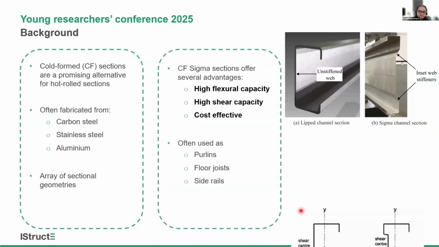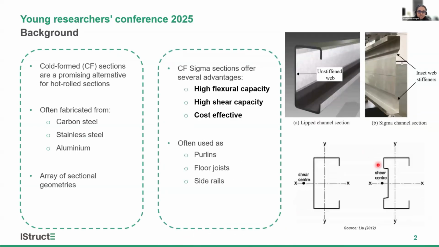And the cold form sigma sections are one such optimized sectional geometry, which is widely used in the construction industry. So based on this unique sectional geometry, these sections offer a number of advantages over the conventional lip channel sections, such as the high flexural capacity, high shear capacity, and cost effectiveness.